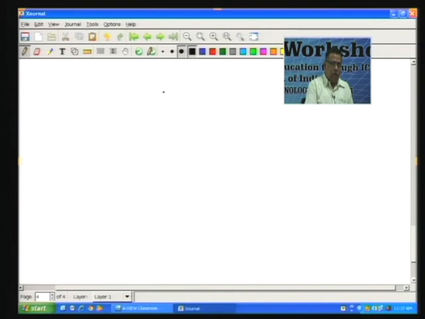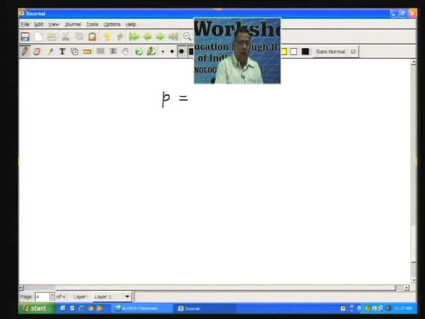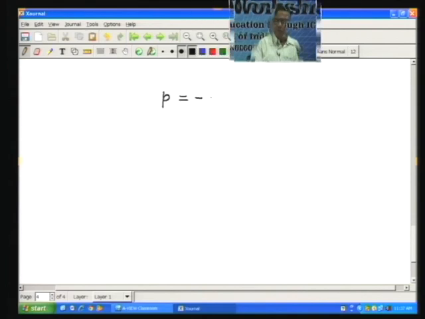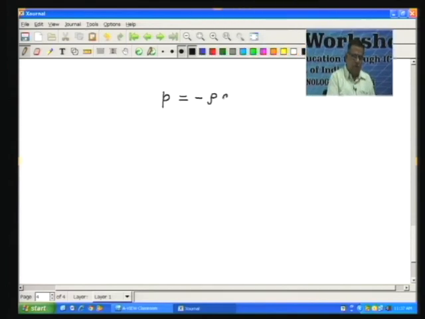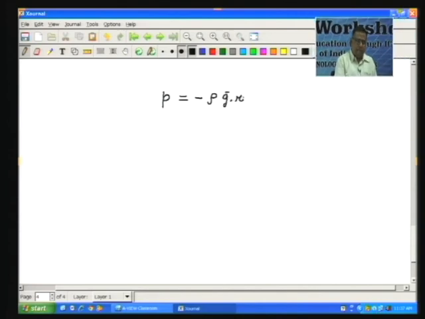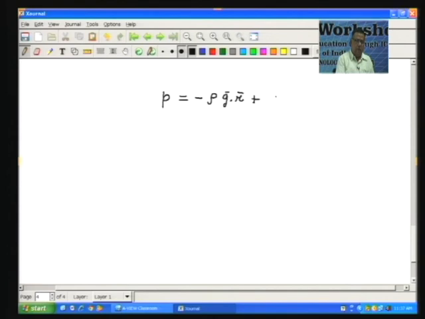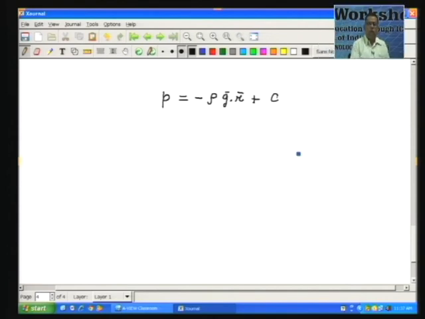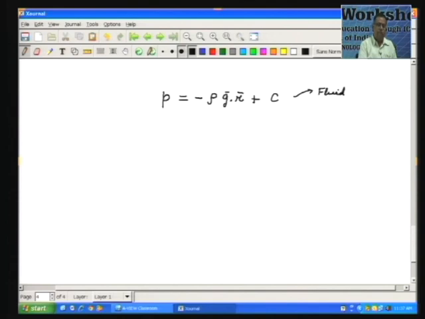So, what we have seen is that the pressure field can be written as minus rho g dot r plus a constant. So, this holds under two conditions. One is fluid at rest, the other is rho equal to constant.